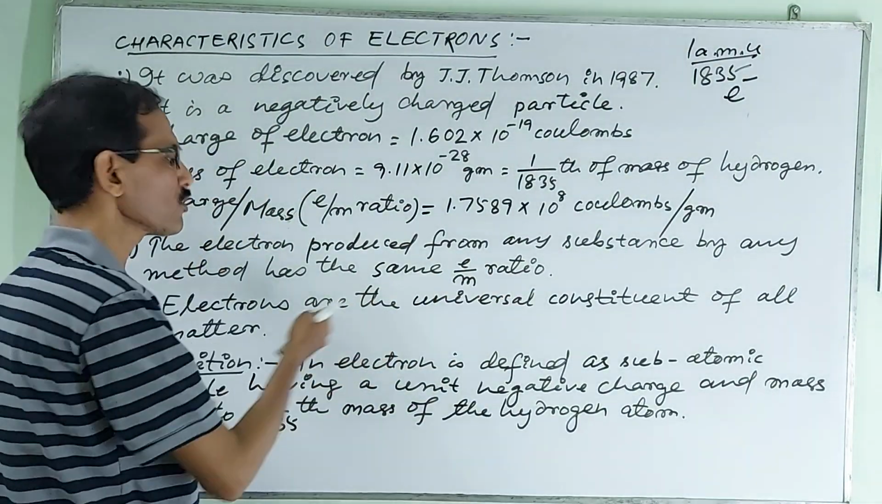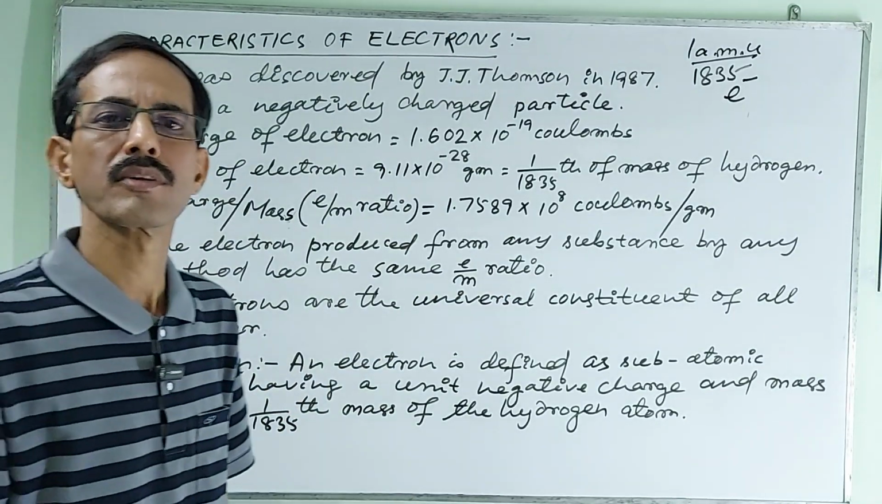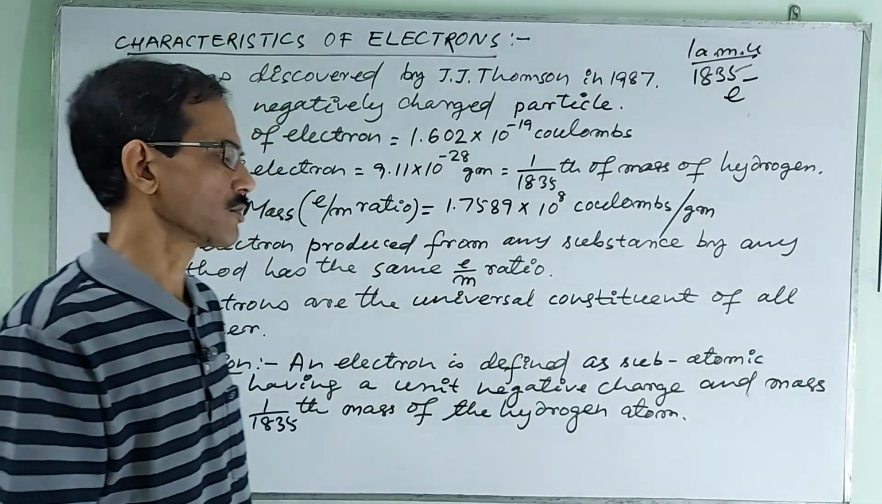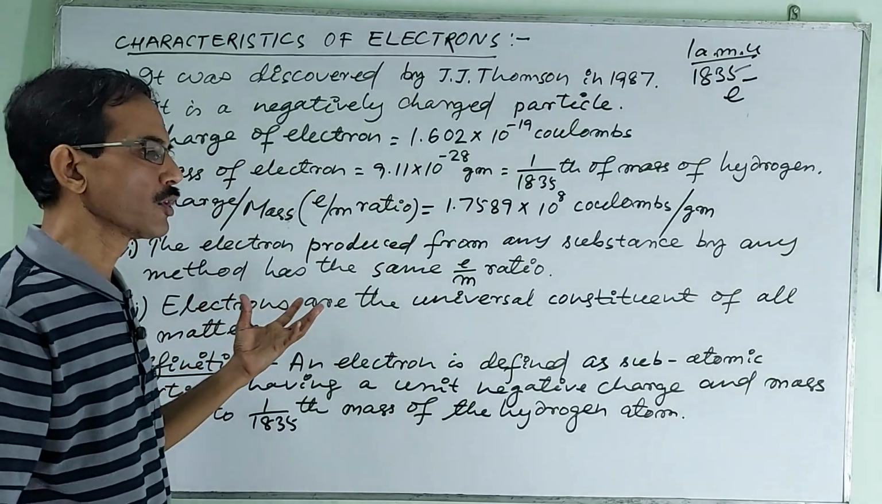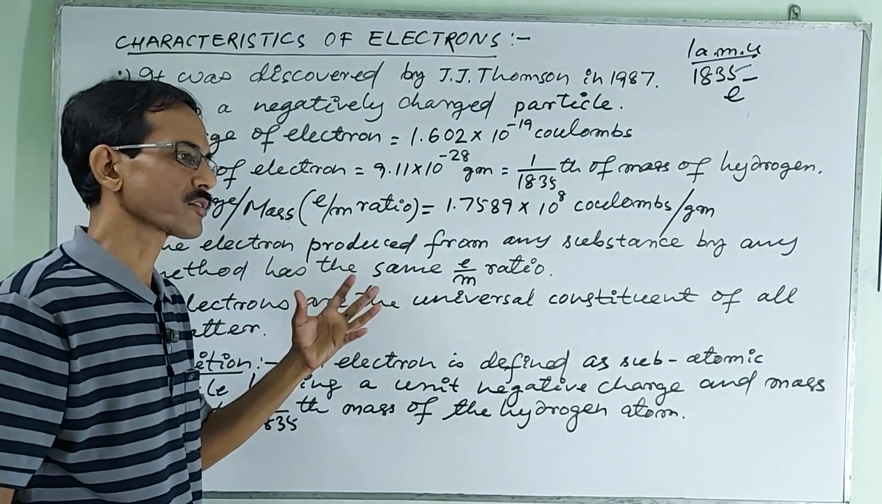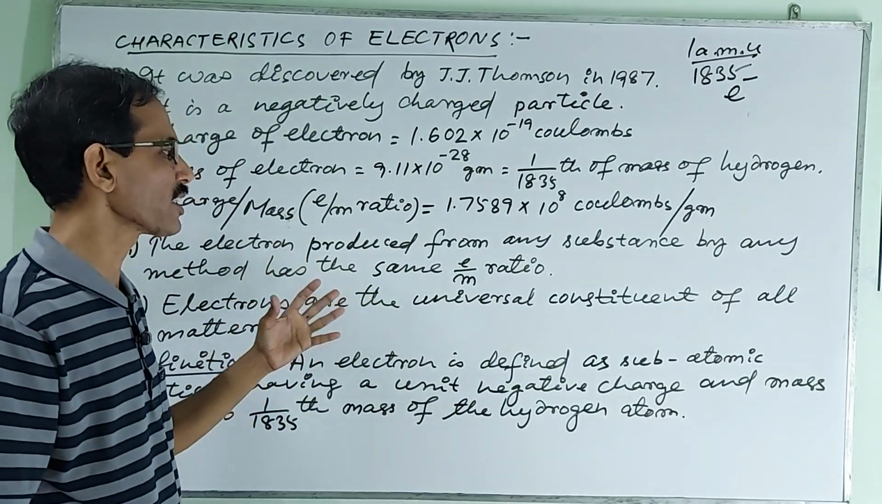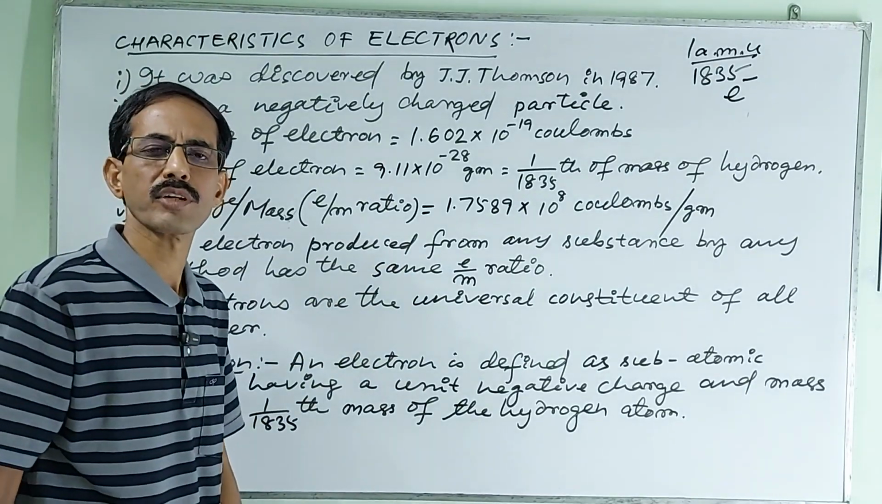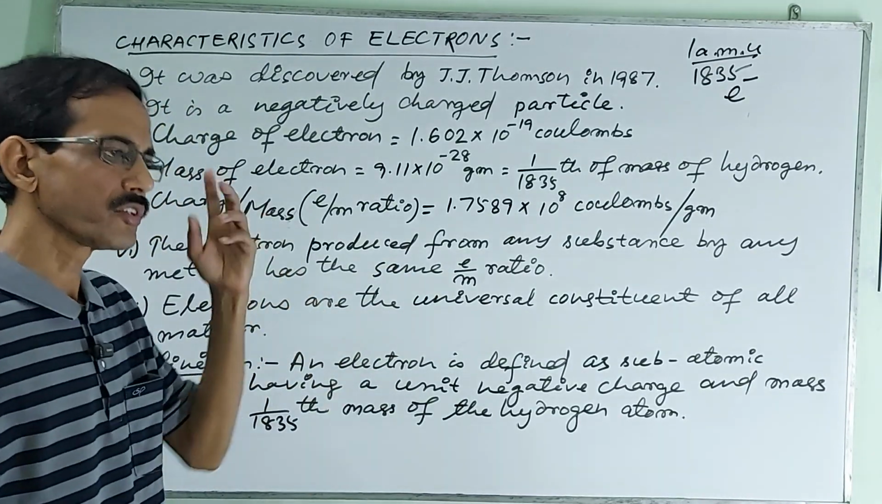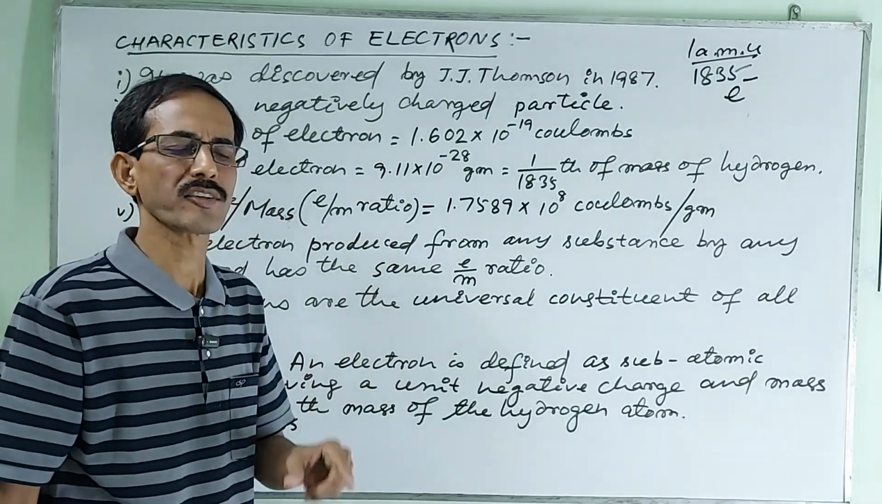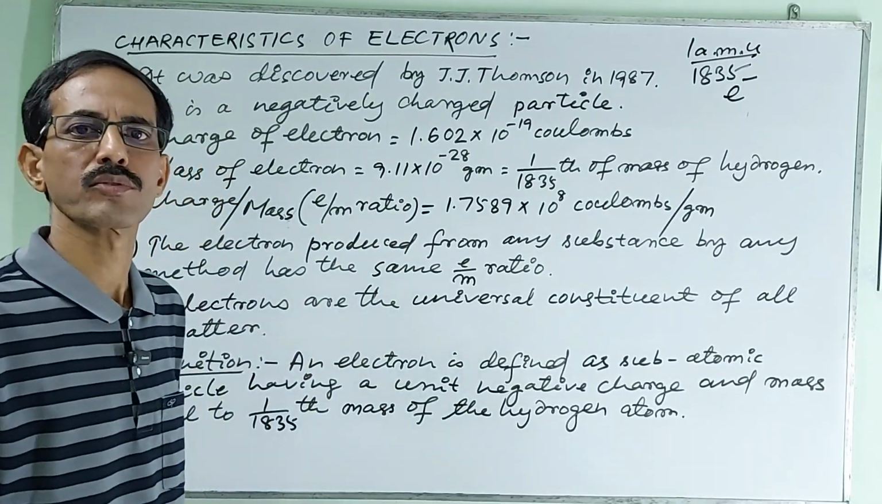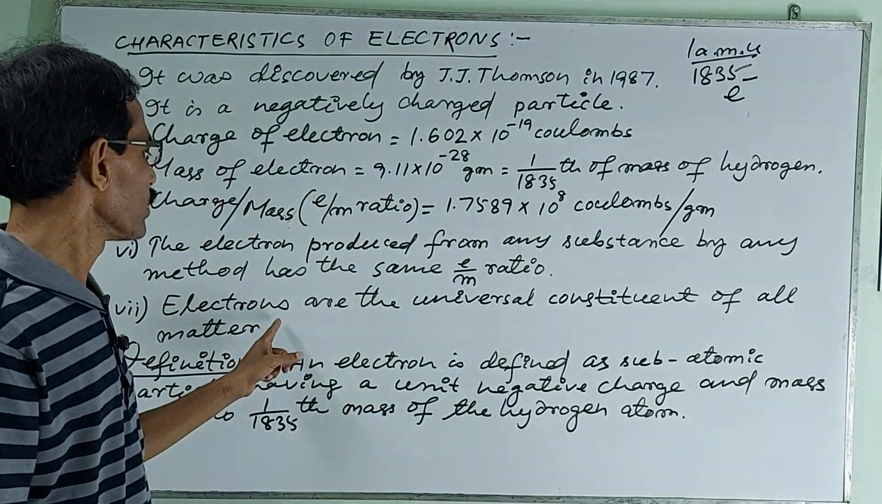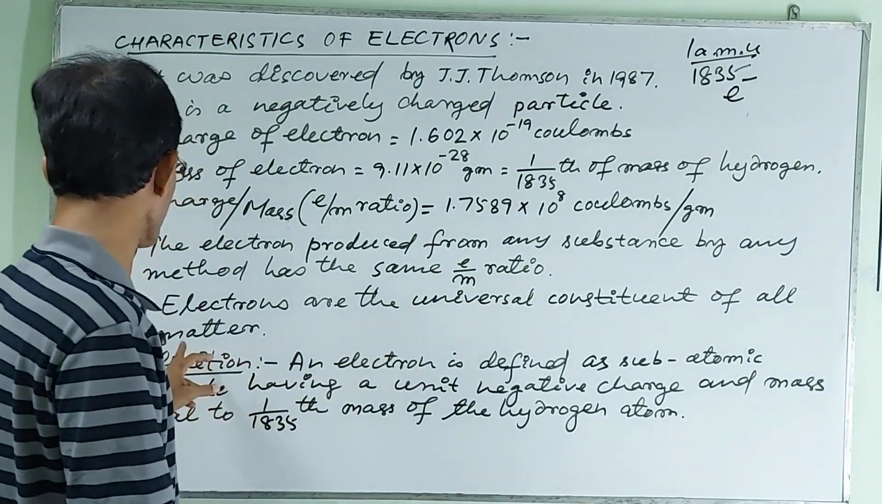Electrons are the universal constituent of all matter, because no matter is made up without electrons. In this universe, every matter possesses electrons. So therefore electrons are the universal constituent of all matter.